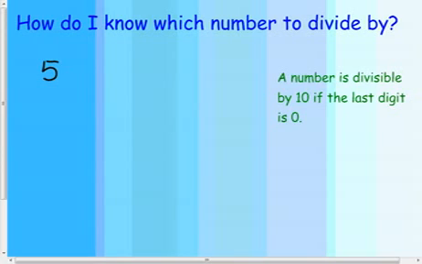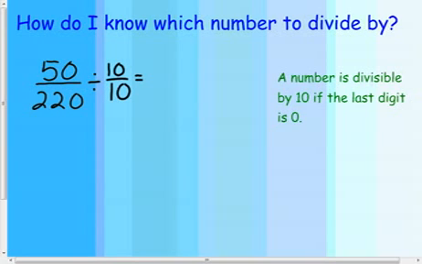If I take that 50 again and I put it over the 220 that we had there, I can take that and I can say divide by 10. 50 divided by 10 is 5. And remember, I just take the 0 off. 22 divided by 10, or 220 divided by 10 is 22.